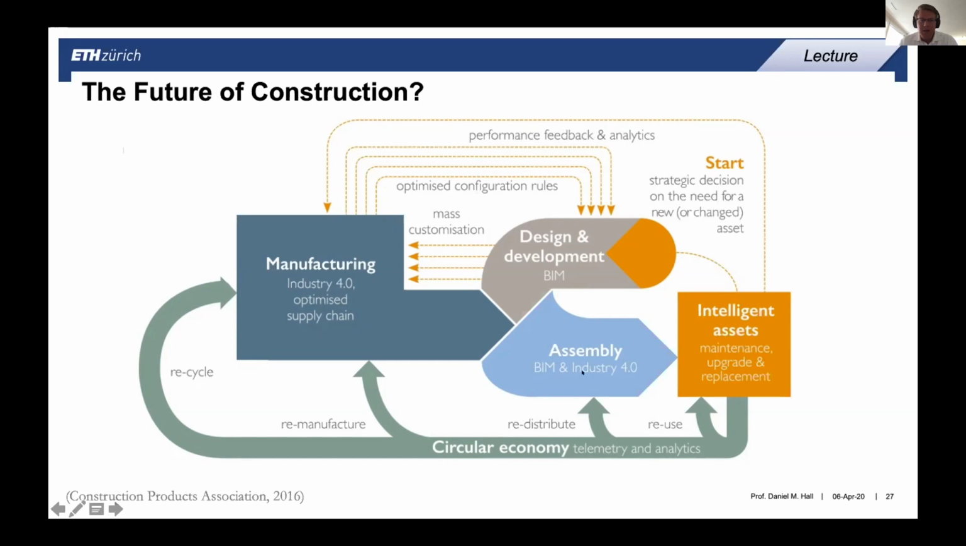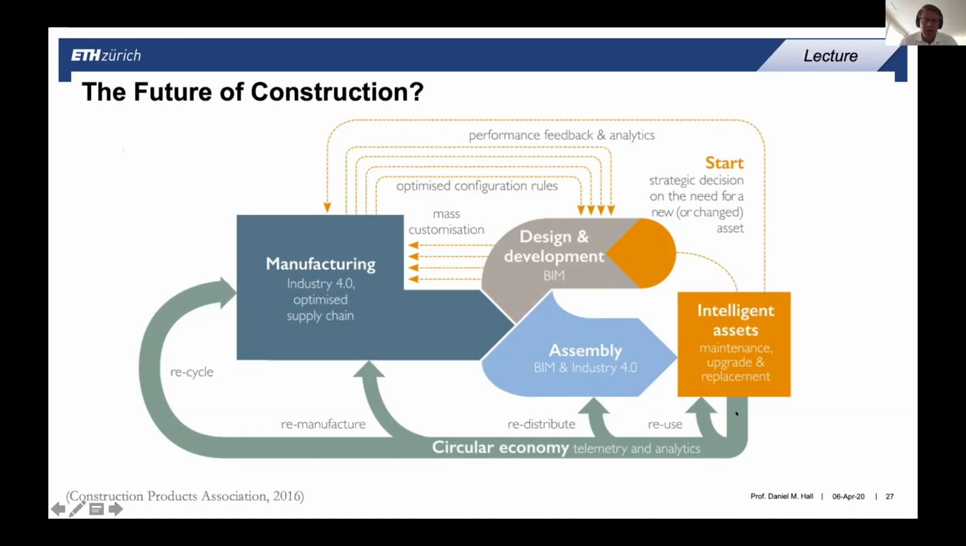And then you might connect that with the assembly processes, of course, that you need to have connected. And furthermore, once you've assembled the project, you start to create intelligent assets. This is the idea of digital twins that you can maintain and upgrade and replace. And furthermore, then you have the chance for performance feedback and analytics. So now you have this loop from how the items perform back into manufacturing.